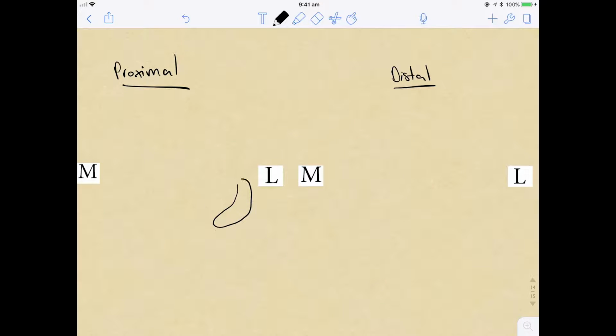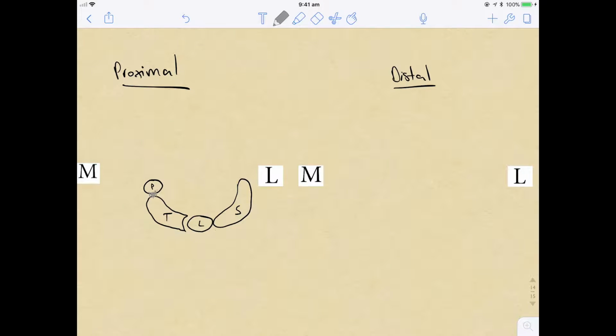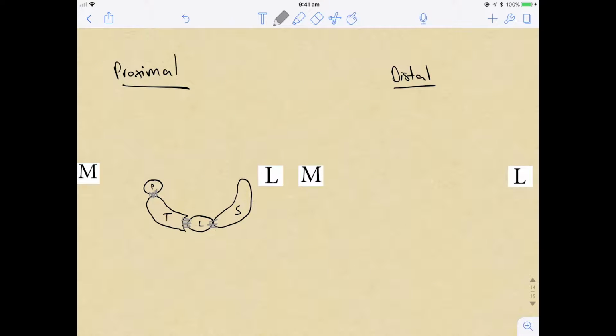Scaphoid bone, next is lunate, then triquetrum and pisiform. Now these bones are all connected strongly together by these interosseous intercarpal ligaments in grey. And the roof of the carpal tunnel we're going to indicate with two lines.